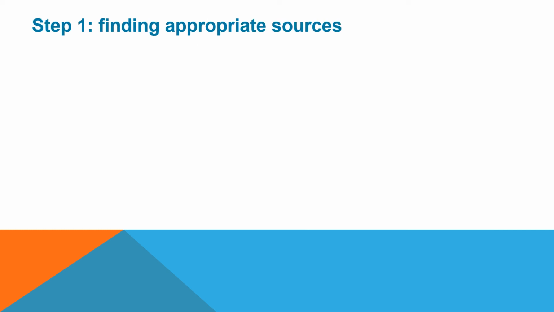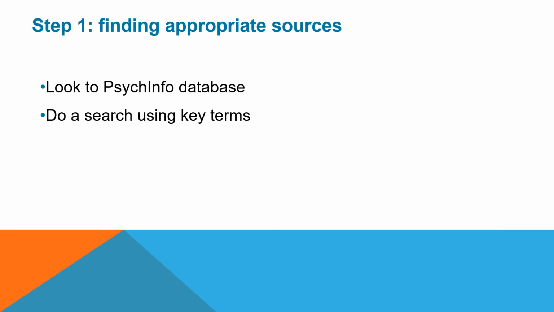So the first step for this process is going to be finding an appropriate source or sources, because I'm asking you to find two. So I'm going to go through a video where you are going to get introduced to how you find the PsycInfo database and perform a search. The instructions for the paper provide you with some key terms that you can use for your searches if you pick one of the choices from the paper. So I'd recommend you look at the instructions to find key terms that you can use.